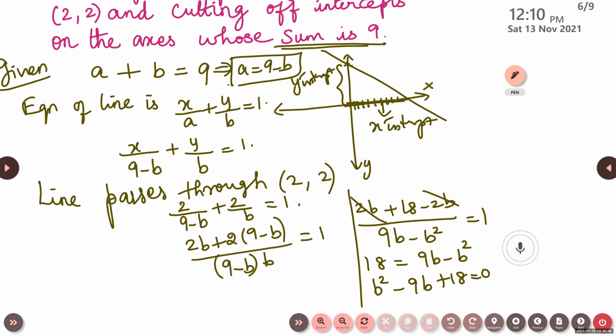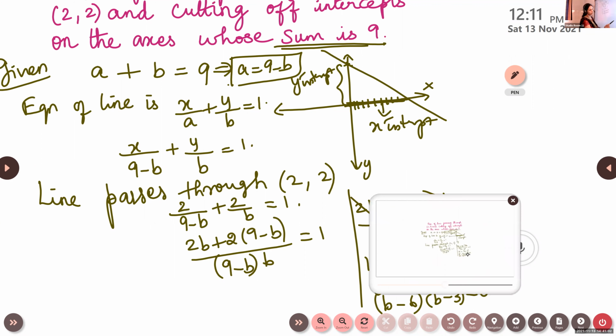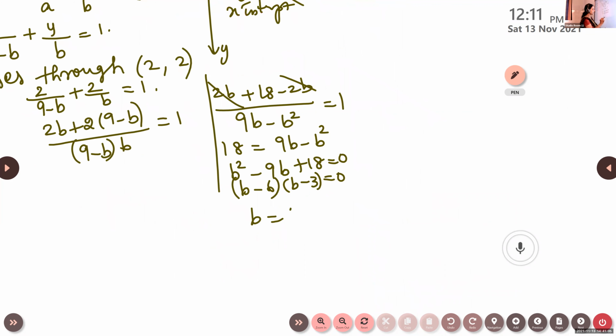Yes, Aditya? Minus 6 and minus 3. Minus 6 and minus 3, isn't it? So (b minus 6) into (b minus 3) is 0. So B is equal to 6 or 3. So we get two values for B.